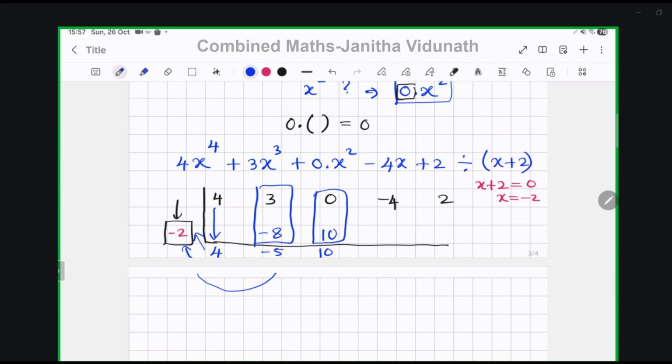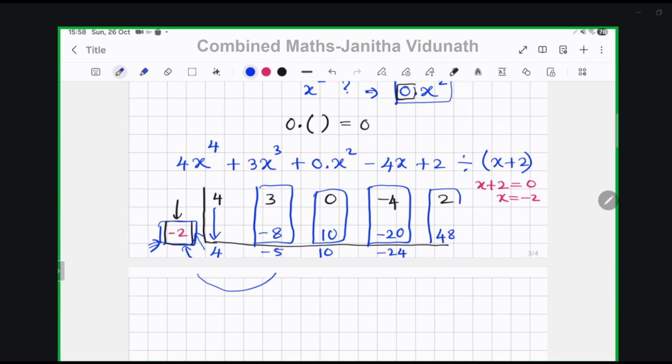Then we need to multiply it with the value inside the box. That means minus 2. Then 10 times minus 2 is minus 20, and minus 20 should be passed to the next column. Then we need to add those two numbers. That means minus 24. Then minus 24 needs to be multiplied with the number inside the box. That means minus 24 times minus 2. That means 48. Then we need to send that number to the next column.